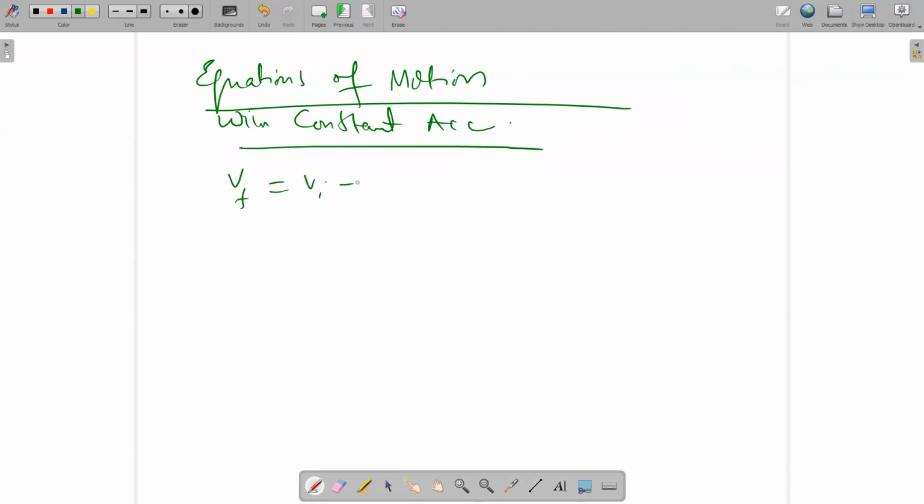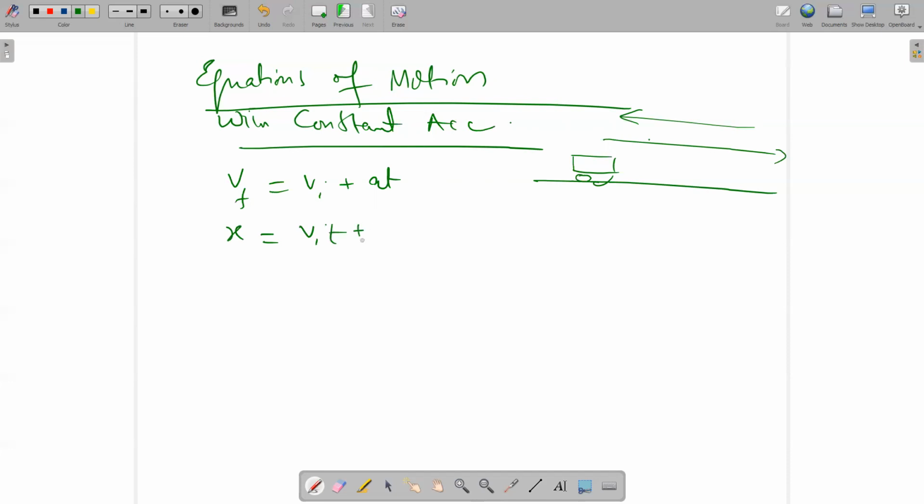Vf is equal to Vi plus At. The body is moving on a straight road. Either it is moving in this way or it is moving in this way. We are applying this equation. We are applying the equation 1 over 2 At square. We are applying the equation Vf square minus Vi square. We are applying the equation V average multiplied by time.